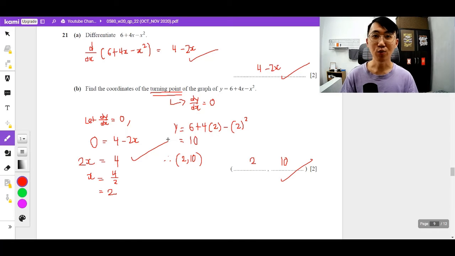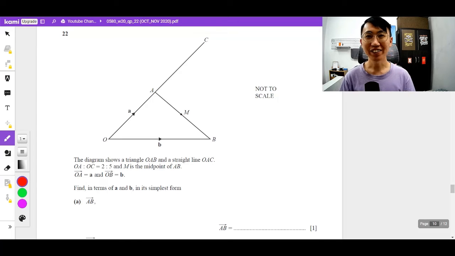This is question 21b. Question 22, vector and vector geometry. This question is a killer, alright? When I was doing this question, I was trying to figure out how to make it as easy as possible for the YouTube viewers, alright? So hopefully you can understand this question right here. When you do vector and vector geometry, a very important skill is that you actually read the question and make sure the diagram is labeled and tallies with the description.